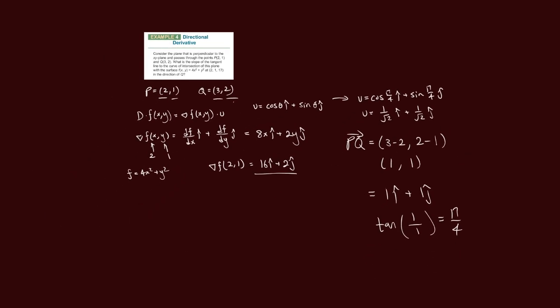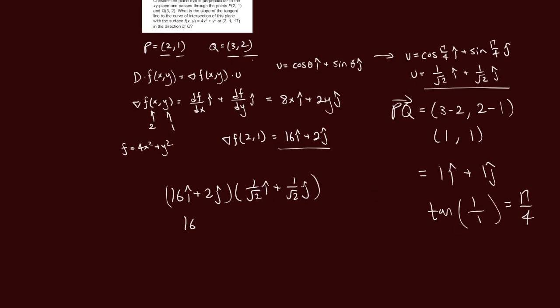Now we just multiply this and this with each other. And so it should be 6. So you multiply the i's with each other and you multiply the j's with each other. Okay, and now at the end you just add them all up, and that's your directional derivative.